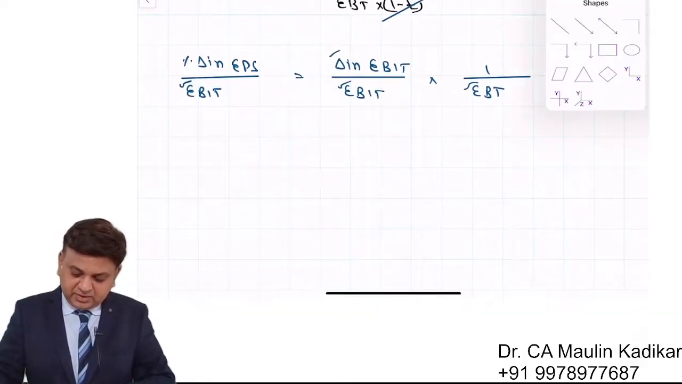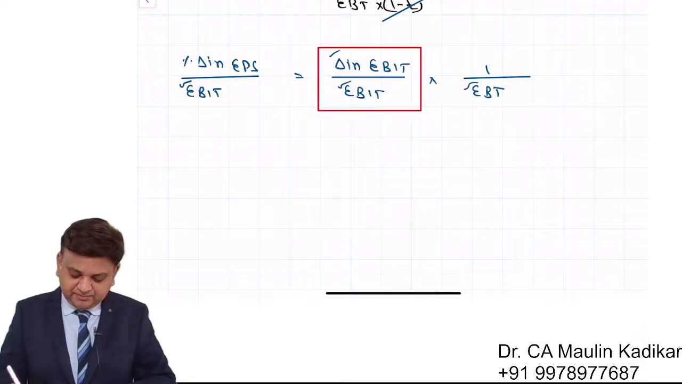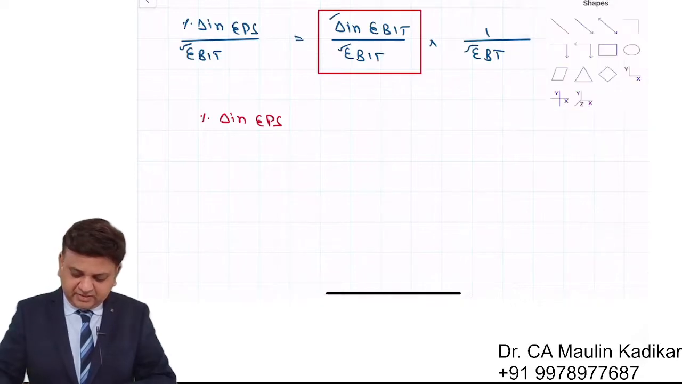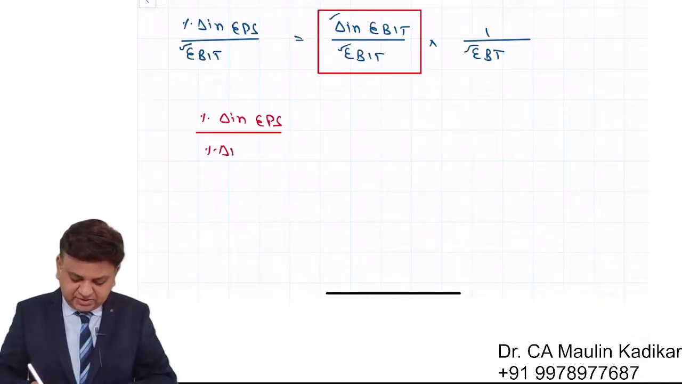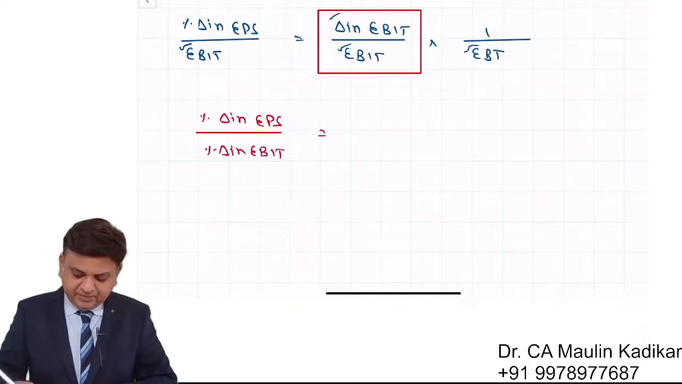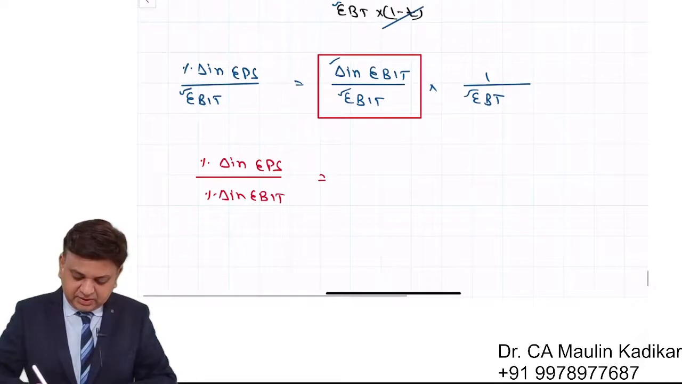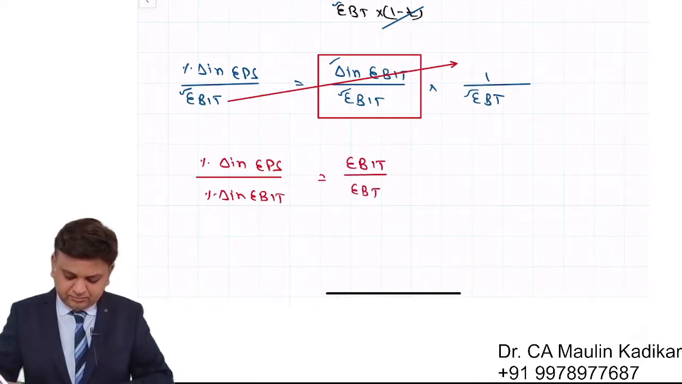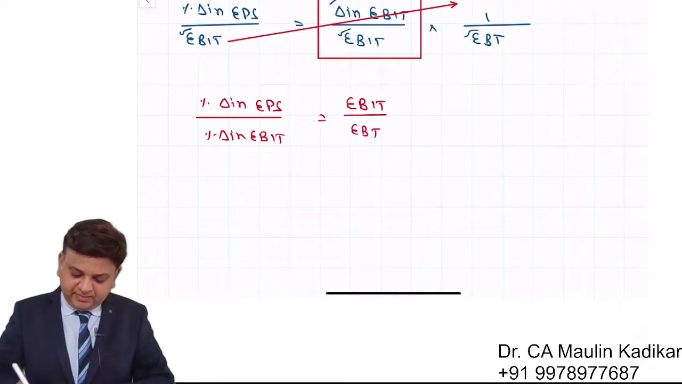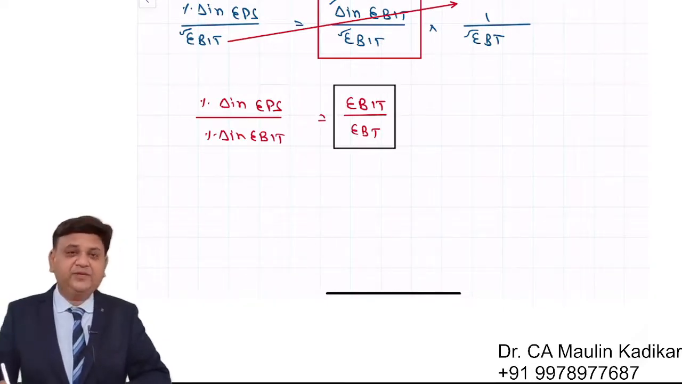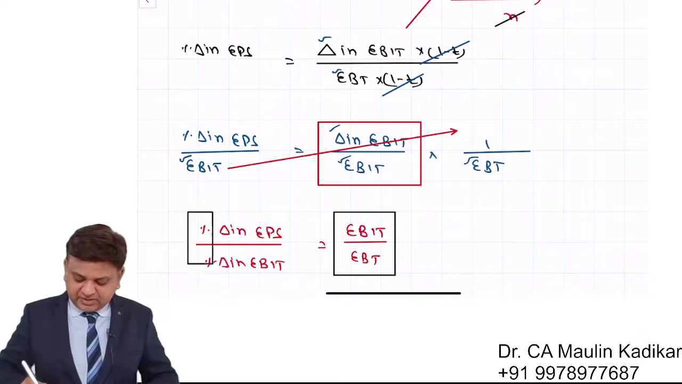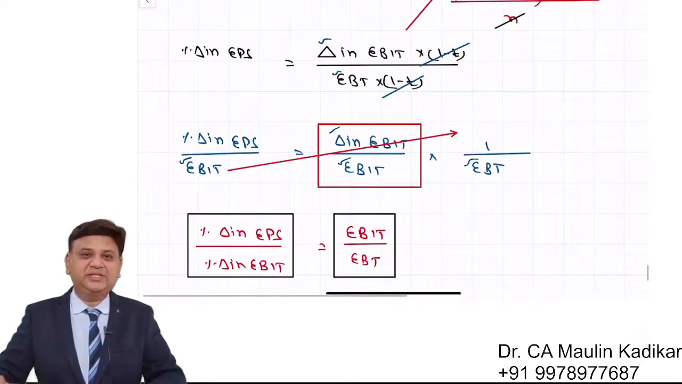So now what will happen? This is percentage change in EBIT. So percentage change in EPS divided by percentage change in EBIT is equal to, this EBIT is transferred over here, so it is EBIT upon EBT. This EBIT upon EBT is nothing else but the degree of financial leverage. And this is indicating what will be the percentage change in EPS for every 1% change in EBIT.